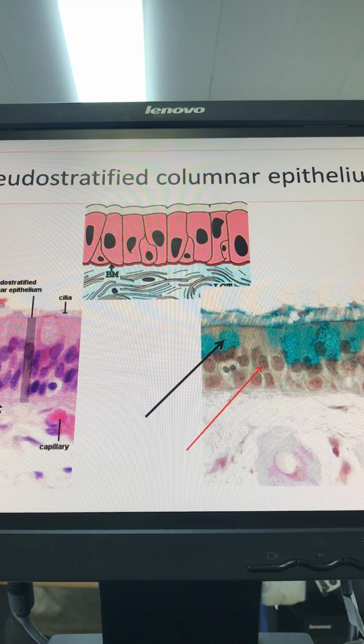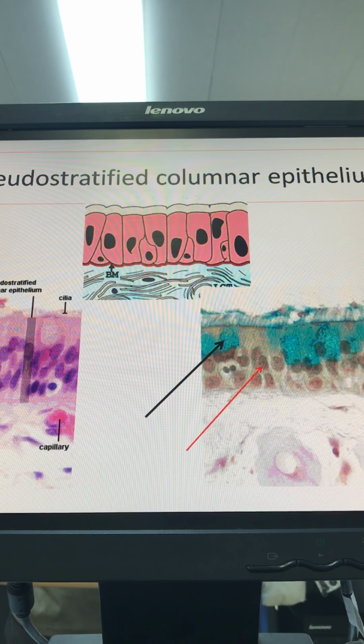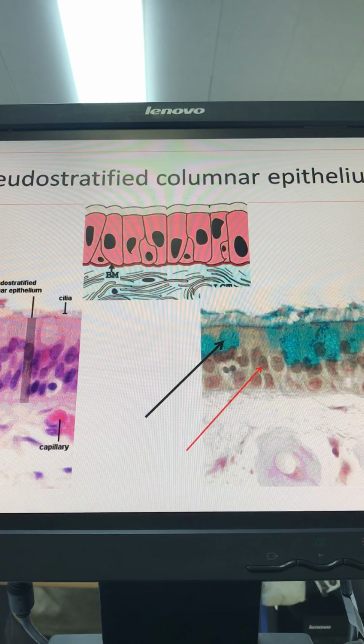Now here we have one cell layer with their nuclei located in more than one level. This tissue is pseudostratified ciliated columnar epithelium, and usually we also call it respiratory epithelium. It's common to find this type of epithelium within the large respiratory passages. We can see here goblet cells.